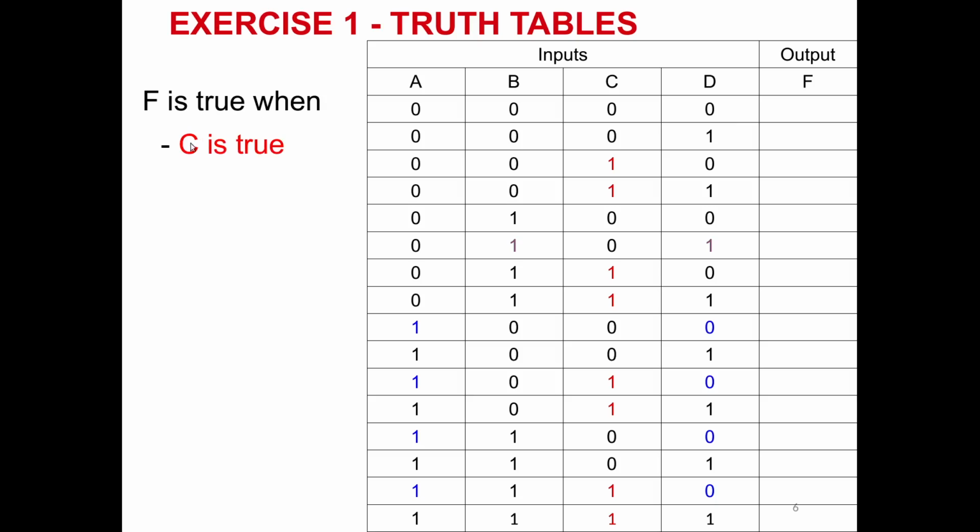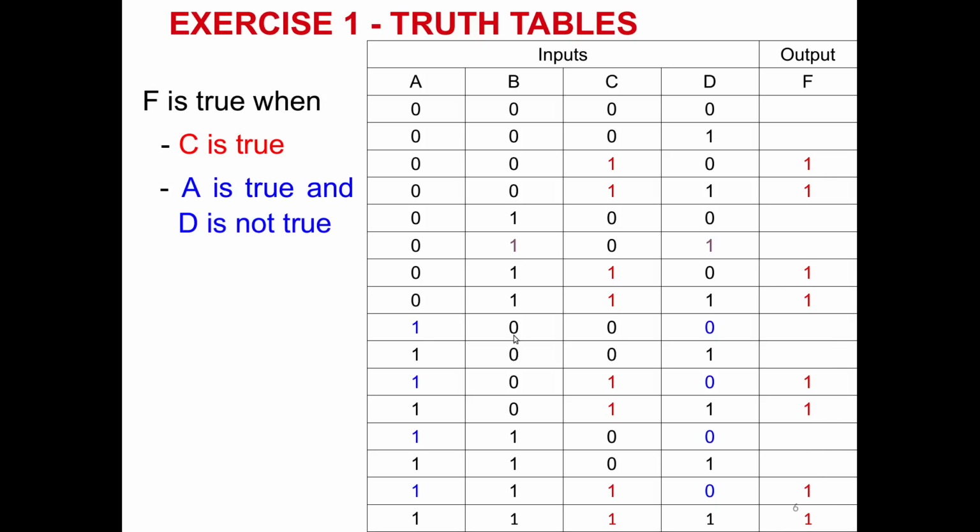At first we know that F is true if C is true. So we try to find all the input groups that have C true inside. So it is marked here in red. You can see we have 8 locations here marked in red. So we will fill the output F of these locations with 1, or F is true.